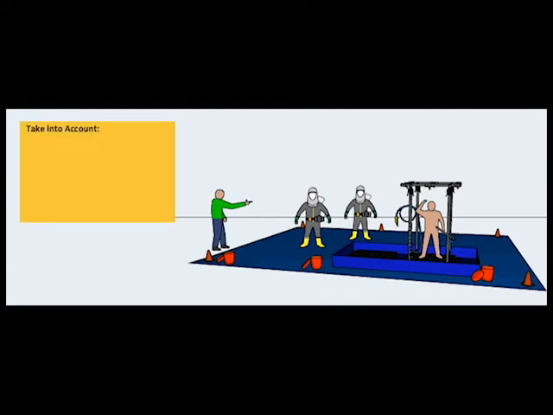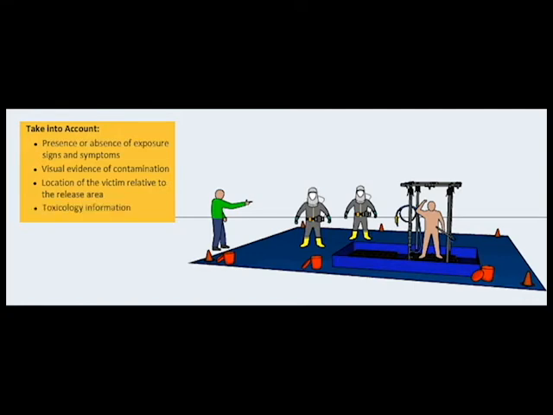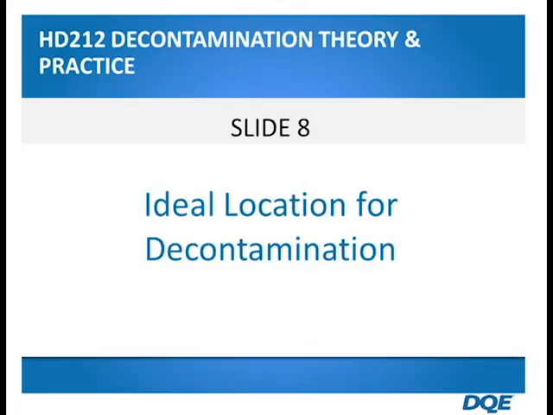Taking into account the presence or absence of exposure signs and symptoms, visual evidence of contamination, location of the victim relative to the release area, or any available toxicology information can enhance decision objectivity. Having this information at hand also helps Decon team leadership adapt the decontamination method deployed with the risk at hand.